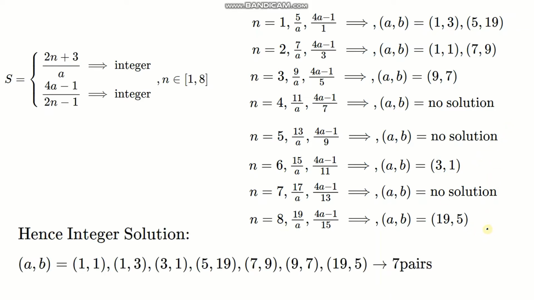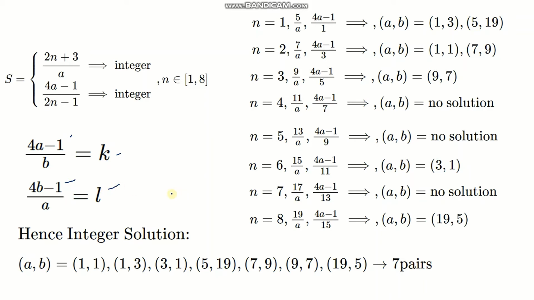So finally, the ordered pairs (a, b) are (1, 1), (1, 3), (3, 1), (5, 19), (7, 9), (9, 7), and (19, 5), a total of 7 pairs. These ordered pairs will satisfy (4a − 1)/b being an integer, and (4b − 1)/a equals L.